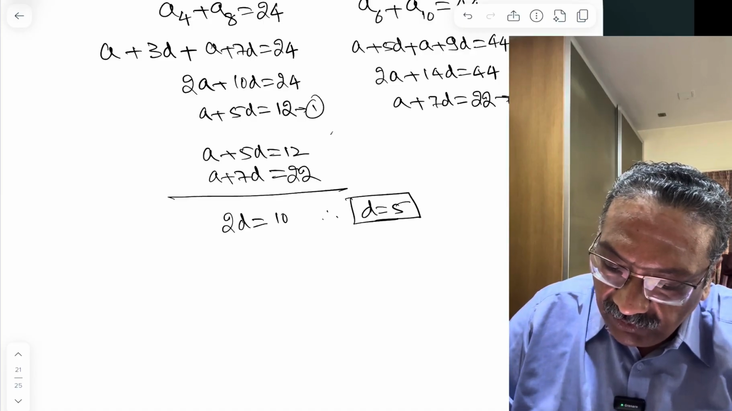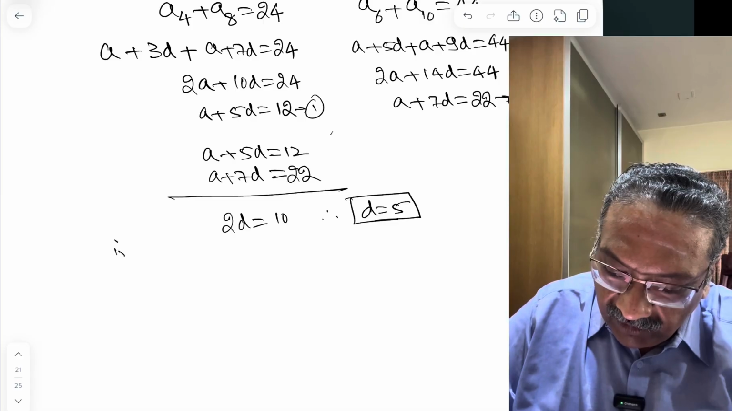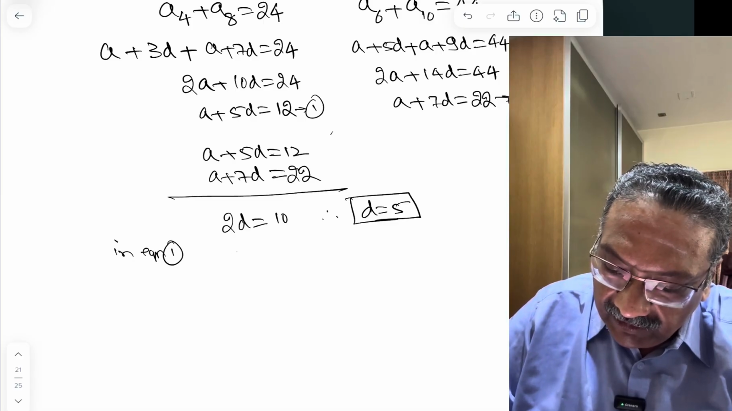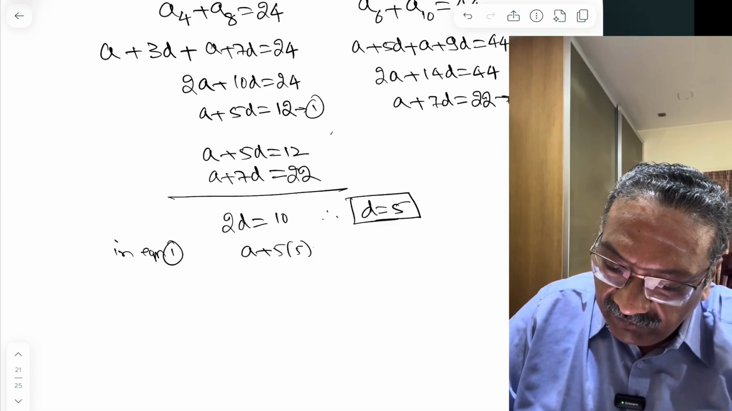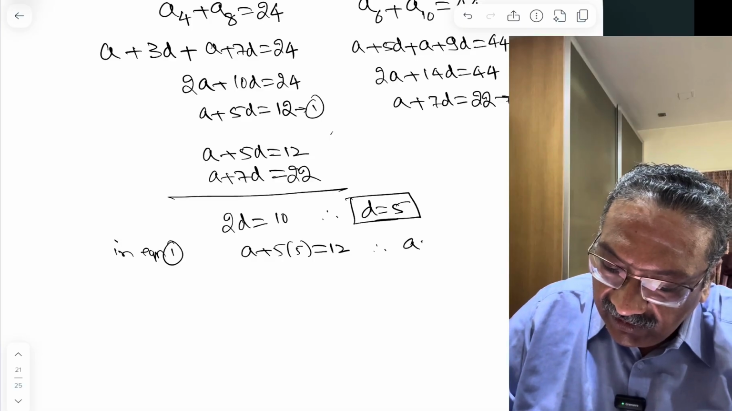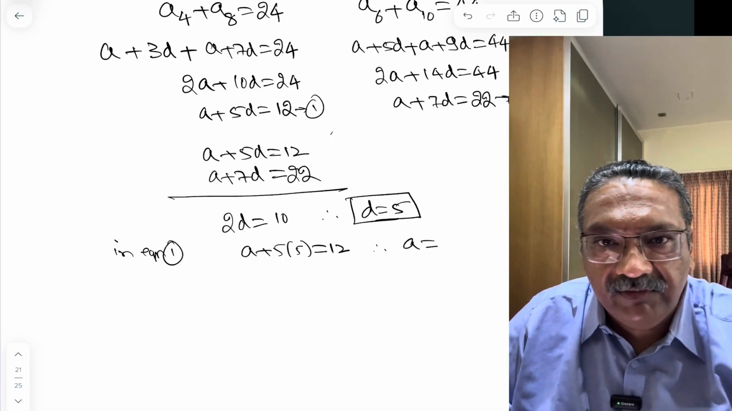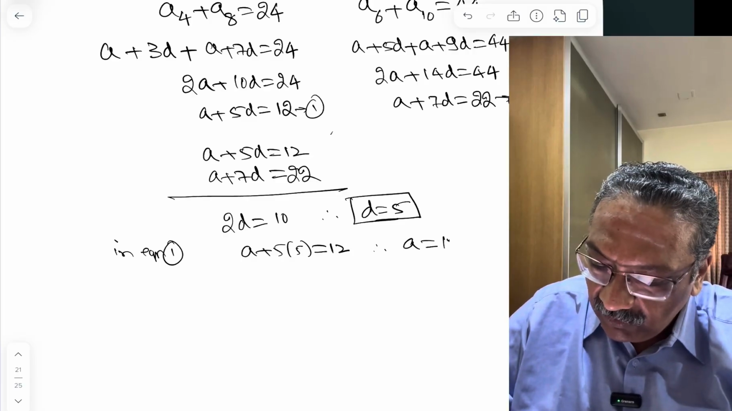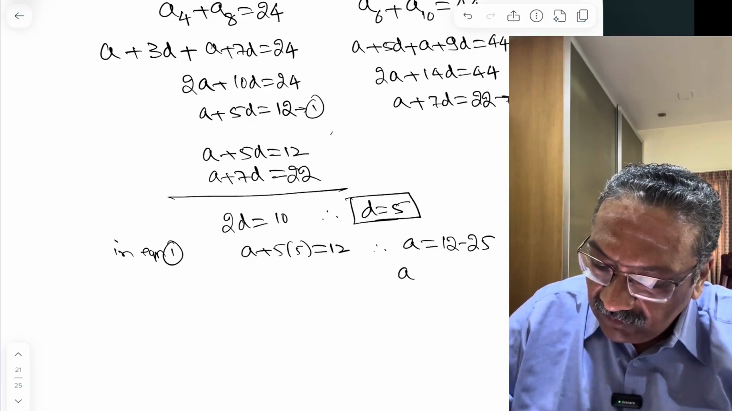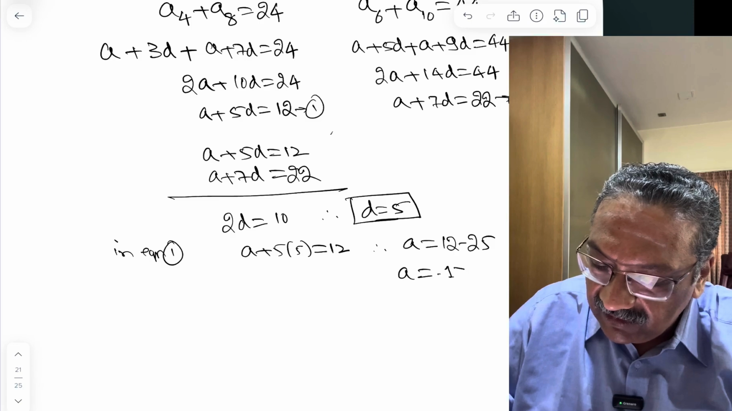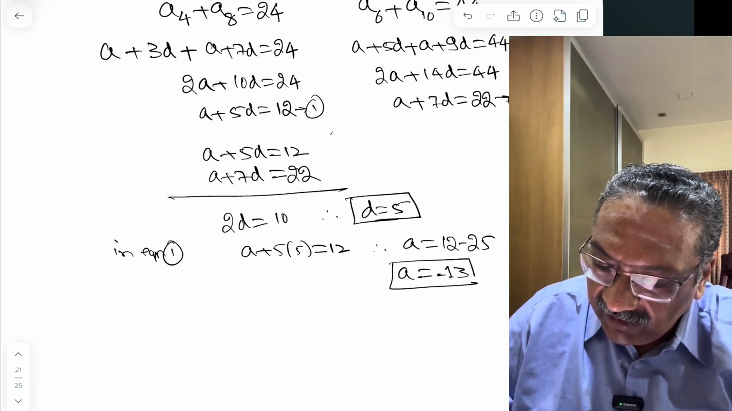Now if I substitute D is equal to 5 in equation 1, I get A plus 5 into 5 is equal to 12. Therefore A is equal to 12 minus 25, since 5 fives are 25 and it goes to that side. So A is equal to minus 13. So we got A as minus 13.